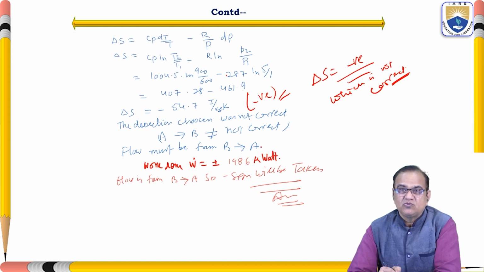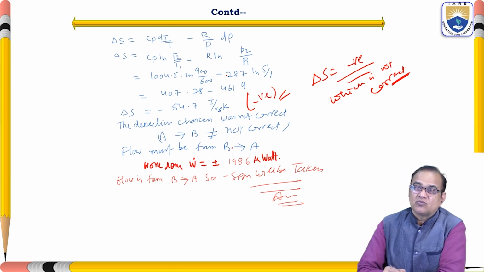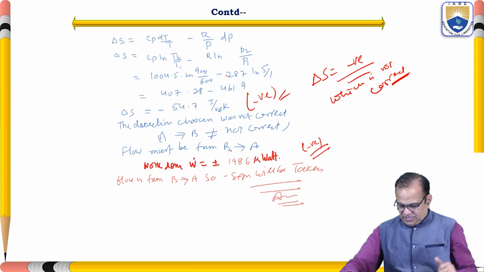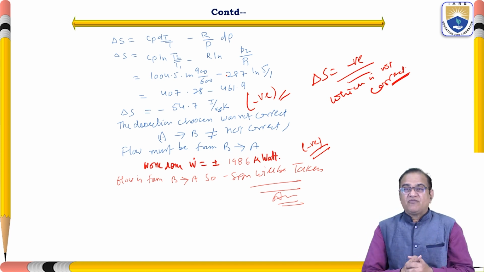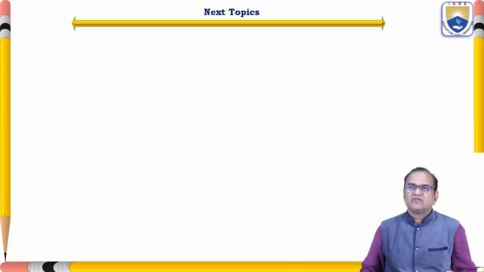So if it is B to A, now work done W dot is equal to plus or minus 1986 kilowatt. Flow is from B to A, so the negative sign will be taken. So for this work, we have to take the negative sign. This is correct, because here it is negative, so we have to take the negative. Work is negative. In this way, we have found out the direction of the flow, and also we have found out the work done of the system.